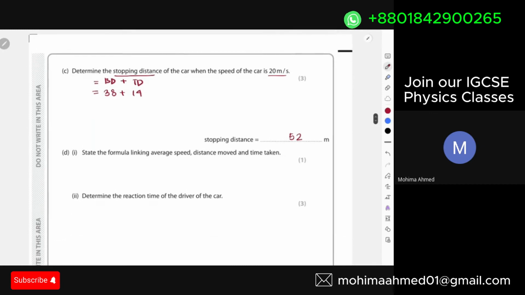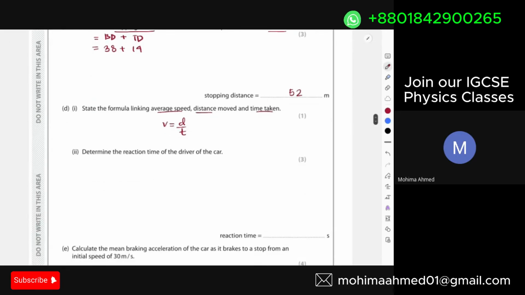Then state the formula linking average speed, distance, and time taken. This is v equals d over t. I'm just using the symbols, but you obviously have to write the equation in terms of the words they have used in the question. And now they're asking to find out the reaction time of the driver.